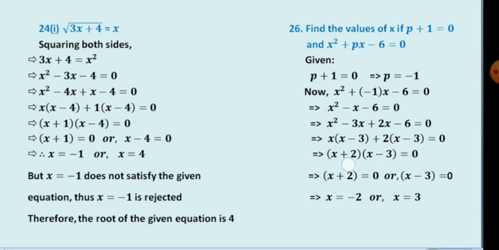So one term is x plus 2, another term is x minus 3 equals to 0. So from x plus 2 equals to 0, the value of x is equal to -2. And from x minus 3 equals to 0, the value of x is equal to 3.